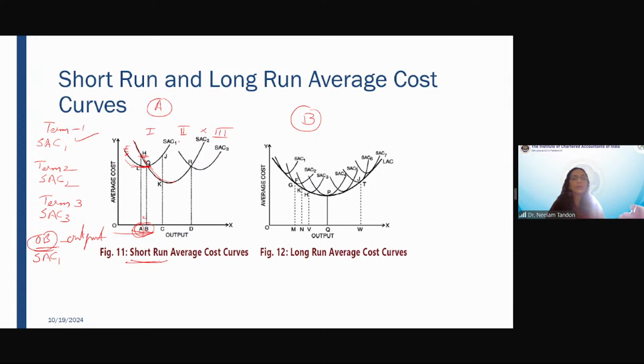If you look at term 2, look at this SAC2. On SAC2, you can produce OC unit of good. If you produce OC unit of output, अगर आप SAC1 पे operate करते हैं, then your cost will be how much? Cost will be this, KJ. Yes, the cost will be higher. So the cost incurred will be how much higher? KJ additional cost will be.